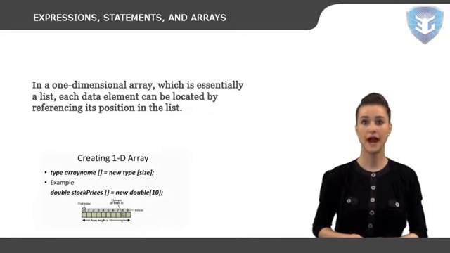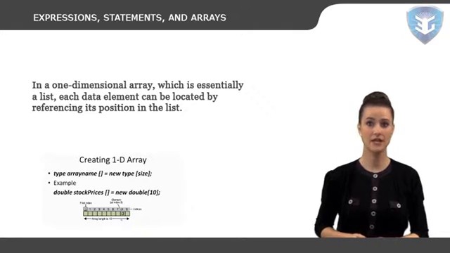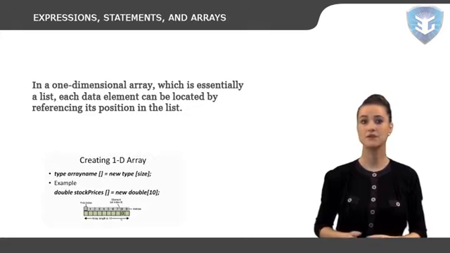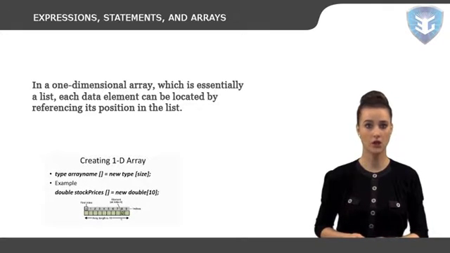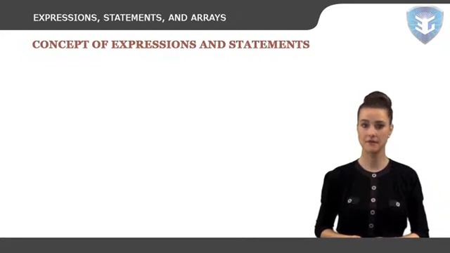A one-dimensional array, which is essentially a list, has each data element located by referencing its position in the list. A two-dimensional array uses two indices to identify each data element, and can be visualized as a table with rows and columns. Now we will understand the concept of expressions and statements.